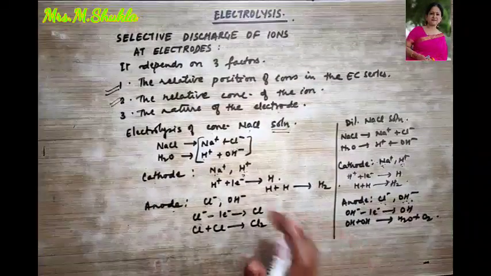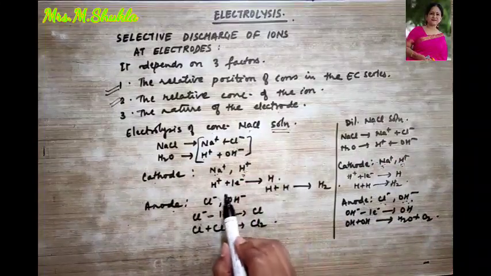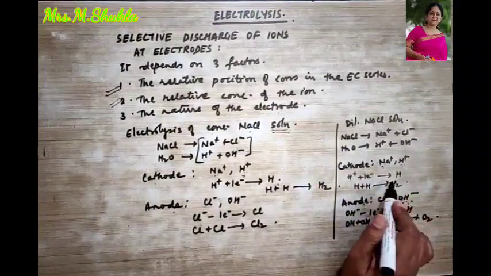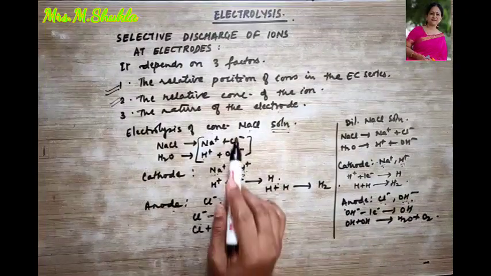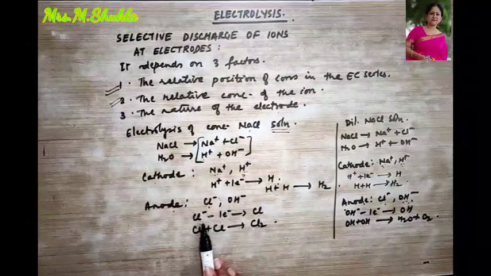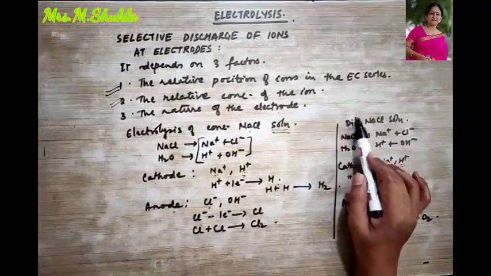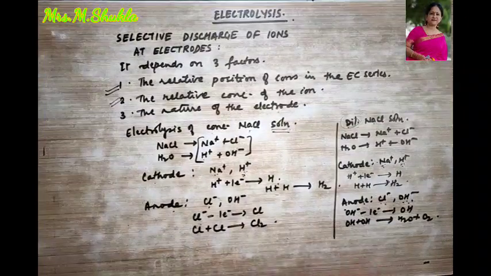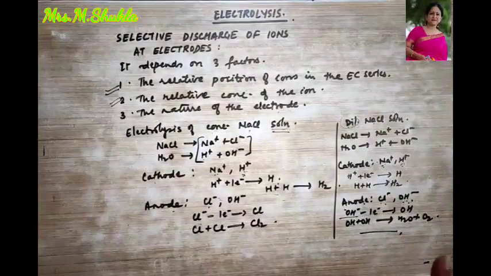Can you see the difference between concentrated NaCl and dilute NaCl? In concentrated NaCl at the cathode we have hydrogen, in dilute NaCl also at the cathode we have hydrogen, but only at the anode we can see the difference. Over here, since the concentration of Cl was more, it gets the preference. Over here there is no preference given to Cl. Why? Because it is a dilute solution. So whichever ion is placed low in the activity series will get the preference. The hydroxyl ion is over here, so it gets the preference.